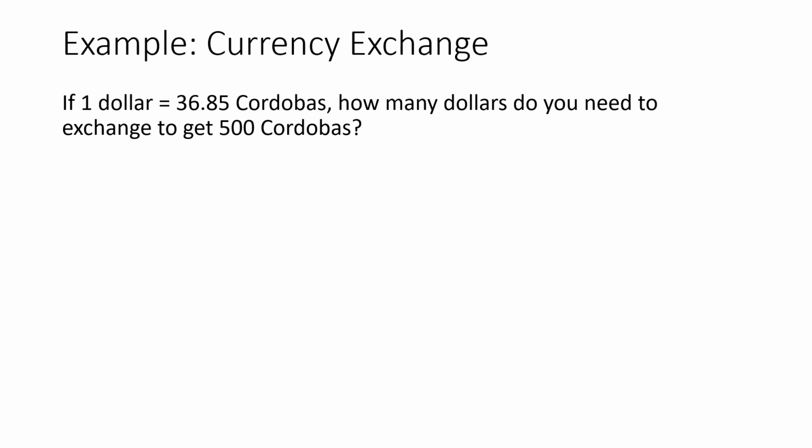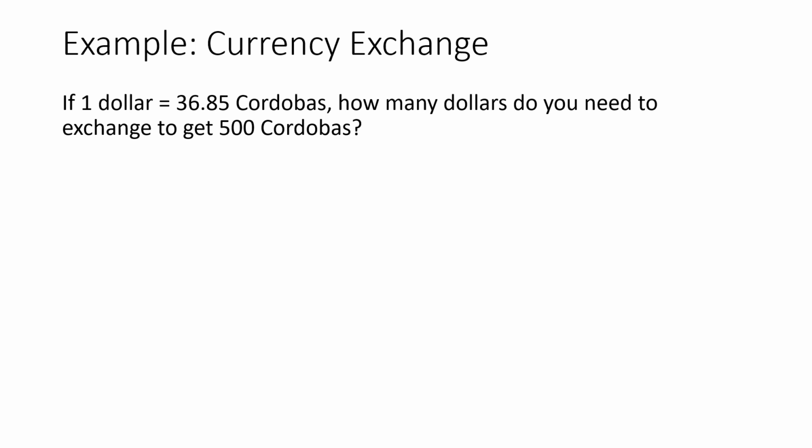Currency exchange. Okay, so this is another example of something that's proportional. And I went and I looked this up. My church used to do a lot of mission trips to Nicaragua. So I've got Nicaraguan Cordobas in my wallet, and I would take them out and use them as an illustration. I went and looked up the currency rate. So if $1 is equal to 36.85 Cordobas, how many dollars do you need to exchange to get 500 Cordobas?